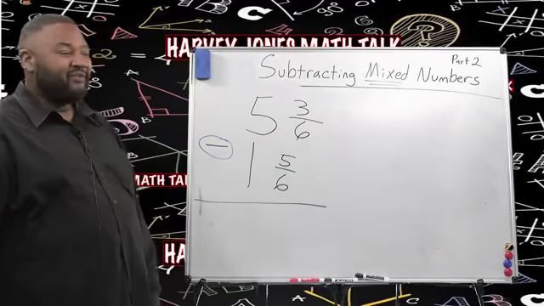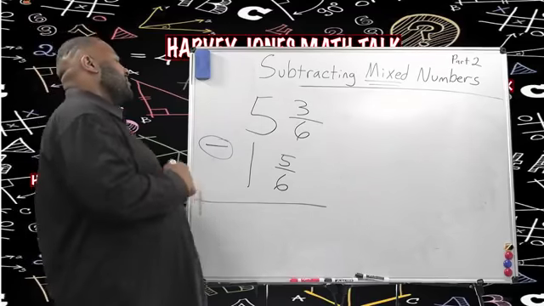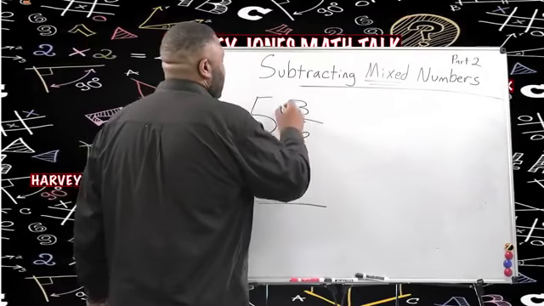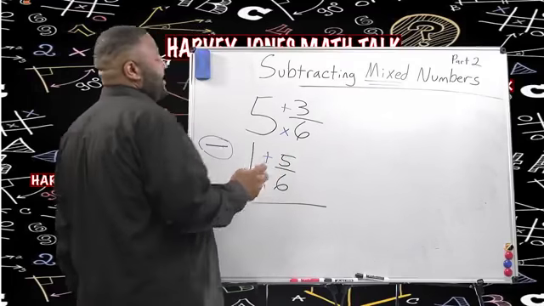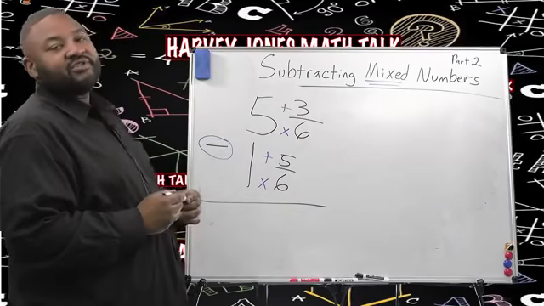So you know you can't take 5 away from 3. Since you can't take 5 away from 3, we're going to change it from a mixed number to an improper fraction. How do we do that?